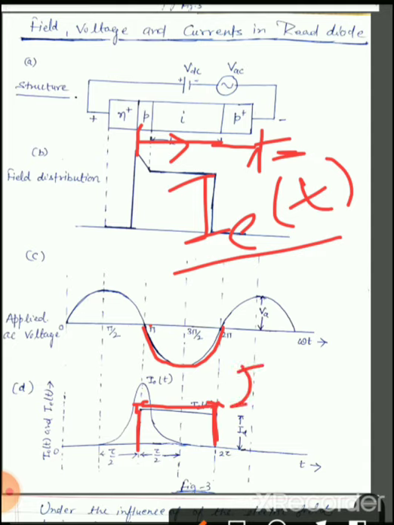This is the current I_E(t), the external current, and this current is almost constant through the complete negative cycle of the applied AC voltage, and this current I_E(t) causes a reduction of the field in the Read diode.